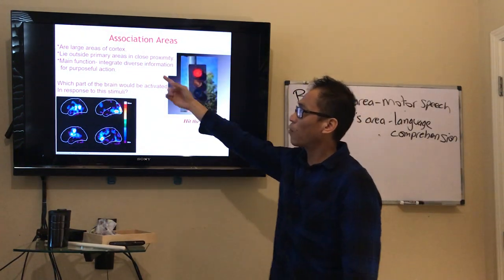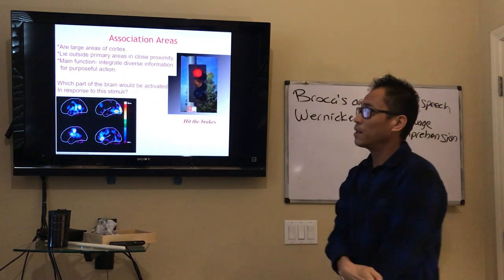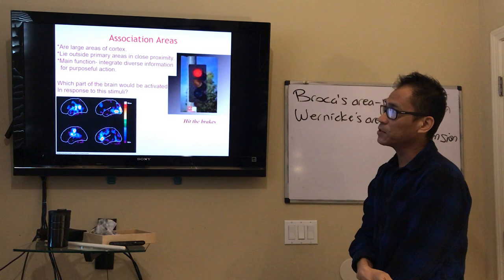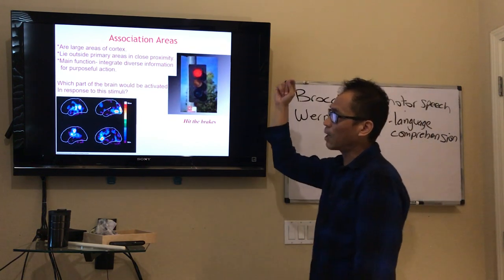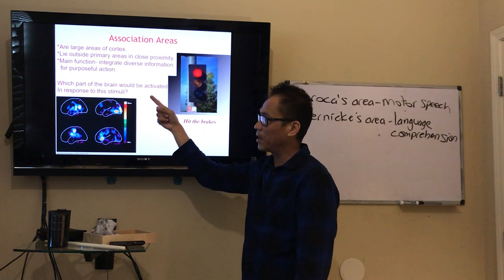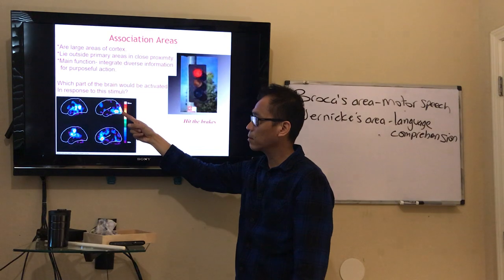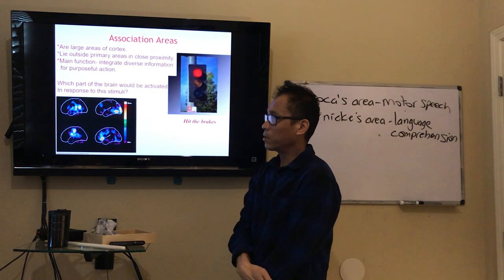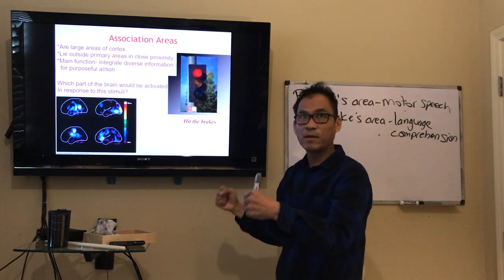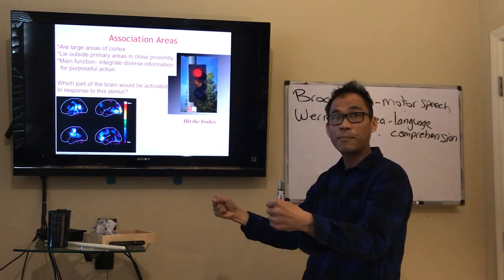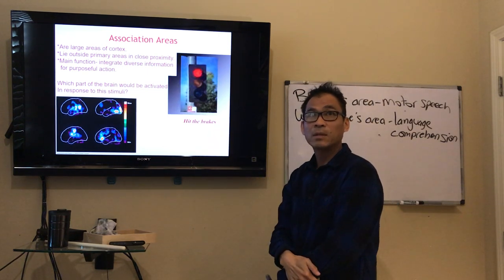They're large areas of cortex. They lie outside the primary areas in close proximity. The main function is to integrate diverse information for purposeful action. So for example, you see a red light, which part of the brain will be activated in response to seeing this stimulus? Well, it will be that, okay? And then what would the correct response be? The association area would say, okay, I'm driving the car, I see a red light, I stop, I hit the brake. That's the purposeful action.